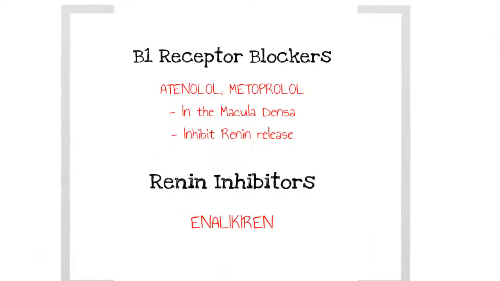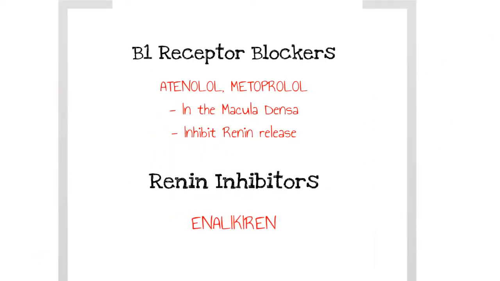Now, let's go on to the drugs. There are 5 major groups. The first one is B1 receptor blockers. These affect the B1 receptors, which are found in the macula densa. They inhibit the renin release, and they're called atenolol and metoprolol. Second are renin inhibitors, called enalaquirin.